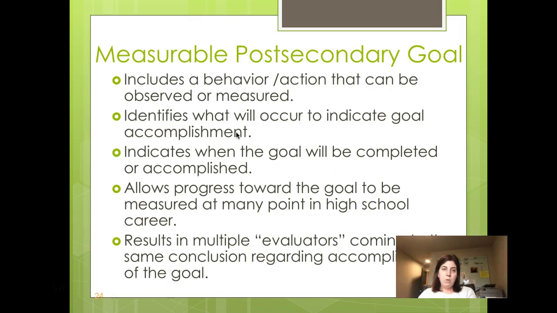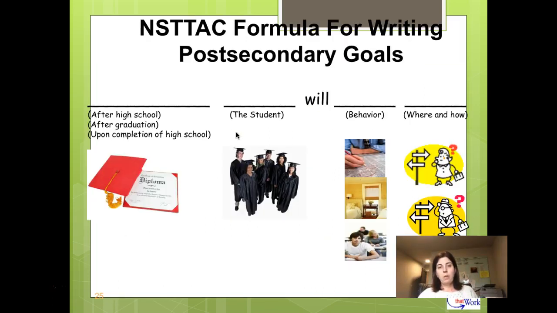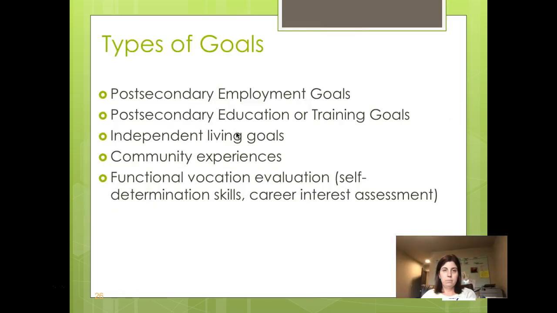So measurable post-secondary goals include a behavior action that can be observed or measured, identifies what the goal accomplishment is, when the goal will be completed, how progress will be measured, and results in multiple evaluators coming to the same conclusion regarding the accomplishment of that goal. So this is another way to really show how those goals are written. And you can see that visually on the screen. So here's a list of some types of goals that you might see in transition plans.